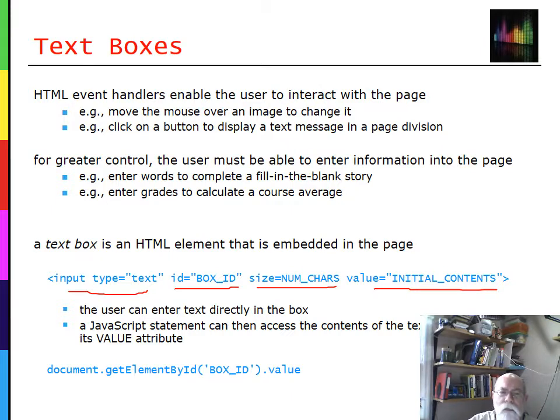This way, the user can enter text directly into the box, and the JavaScript will get that information out of that box. Notice this here, dot value says to get the value that's inside that box, whatever you have typed.